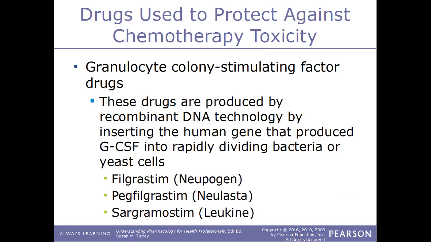Now, these drugs are produced by recombinant DNA technology, by inserting the human gene that produces granulocyte colony stimulating factor into rapidly dividing bacteria or yeast cells. Some examples of this kind of drug would be filgrastim, also known by the brand name Neupogen, pegfilgrastim, also known by the brand name Neulasta, and sargramostim, also known by the brand name Leukine.